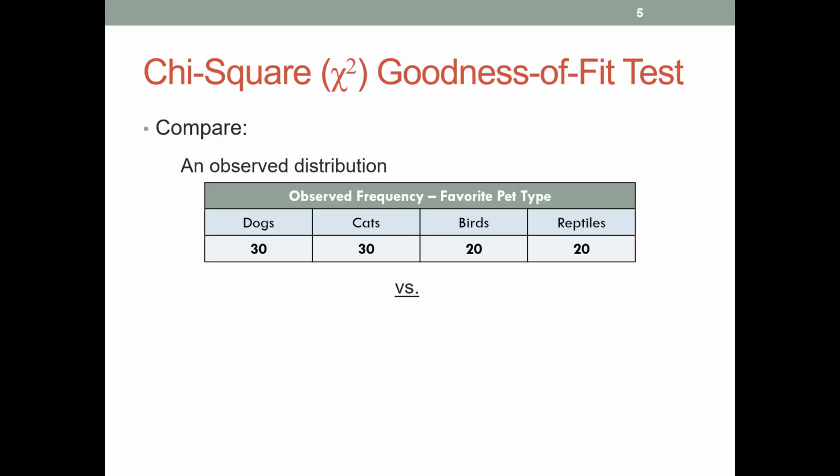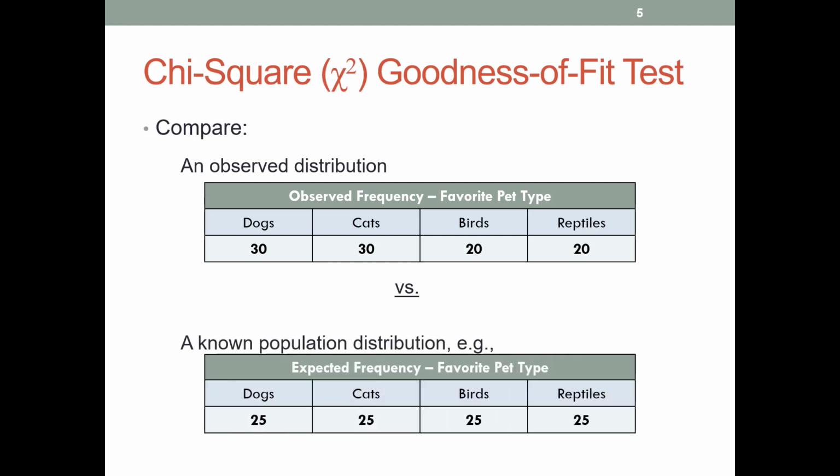For example, let's say that you surveyed 100 college students and asked what their favorite pet type was. You gave them 4 options: dogs, cats, birds, and reptiles, and you tally the number of people who identified one of those 4. And so everyone falls into one of these 4 categories. This is the observed distribution, what you got out of the data. And let's say that your hypothesized distribution or the expected frequencies are that equal numbers of people chose each pet type. And so you have an even distribution across these 4 categories.